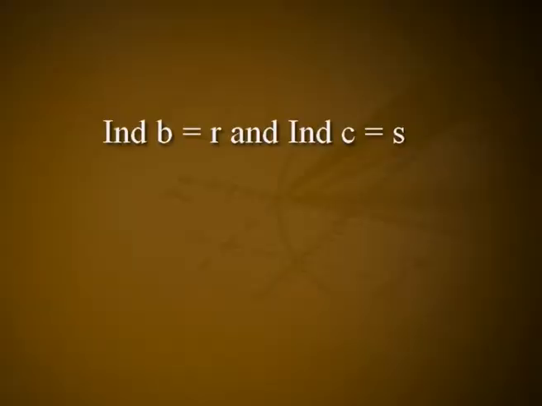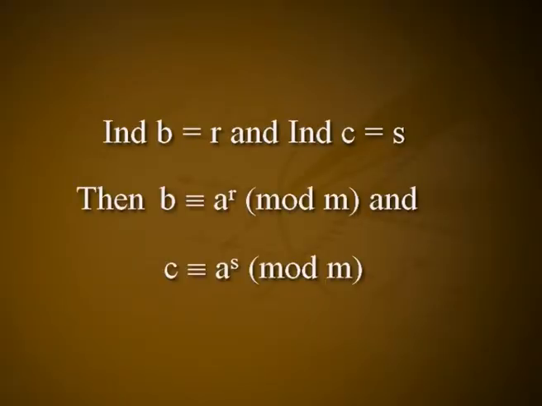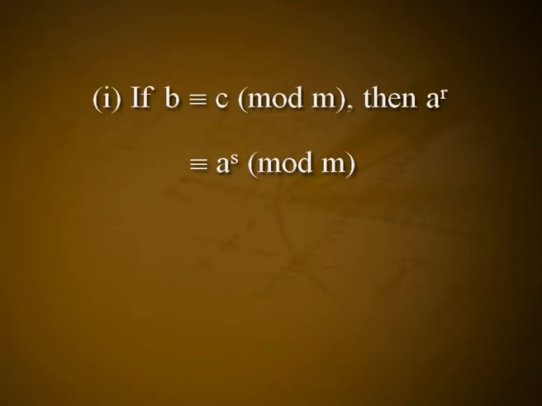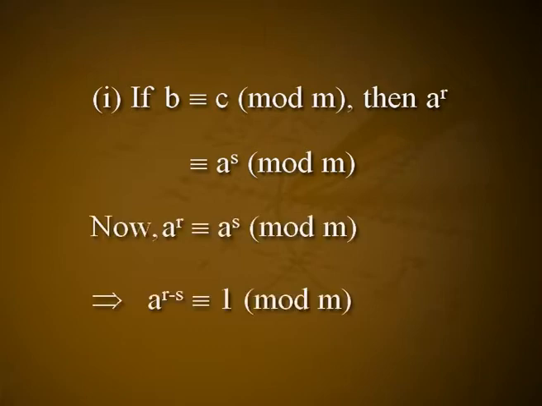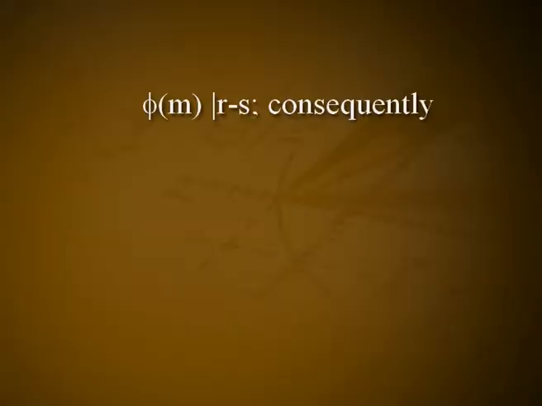Proof: let ind b equal r and ind c equal s. Then b congruent to a raised to r mod m and c congruent to a raised to s mod m. 1. If b congruent to c mod m, then a raised to r congruent to a raised to s mod m. Now, a raised to r congruent to a raised to s mod m implies a raised to r minus s congruent to 1 mod m, but by definition of a, phi of m divides r minus s. Consequently, r congruent to s mod phi of m.